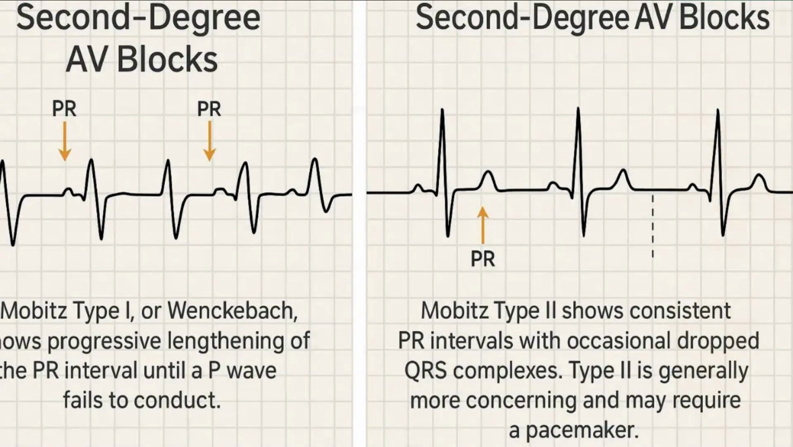Second-degree AV blocks come in two types. Mobitz type 1, or Wenckebach, shows progressive lengthening of the PR interval until a P wave fails to conduct. Mobitz type 2 shows consistent PR intervals with occasional dropped QRS complexes. Type 2 is generally more concerning and may require a pacemaker.